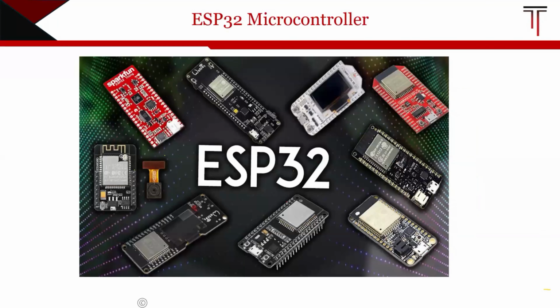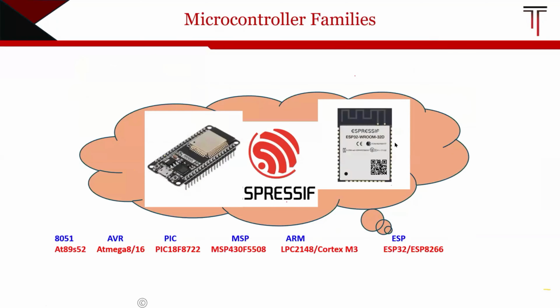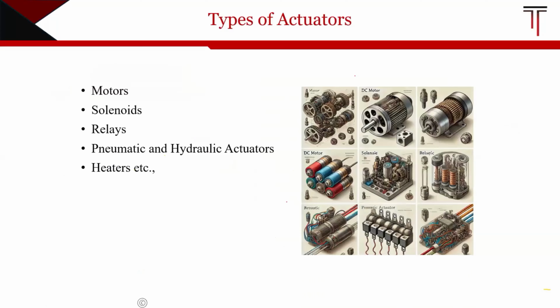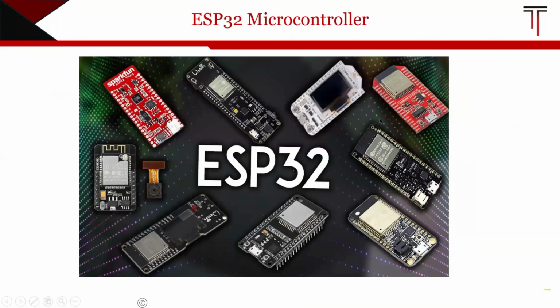ESP32 microcontroller. The ESP series has inbuilt Wi-Fi and Bluetooth modules on it. So these ESP32 microcontrollers have onboard Bluetooth and Wi-Fi modules. We have different types of ESP32 microcontroller versions.